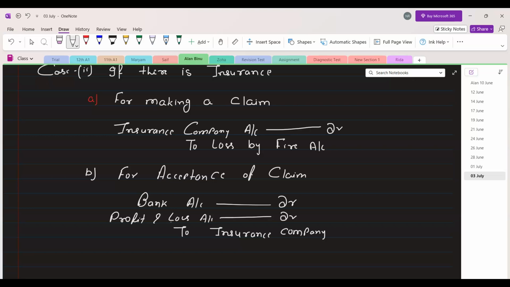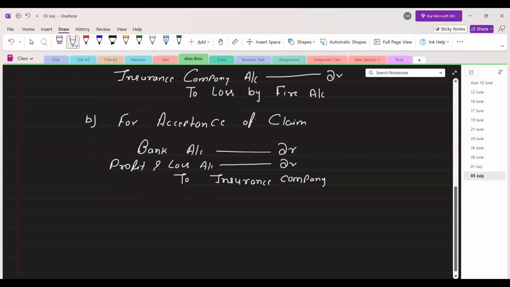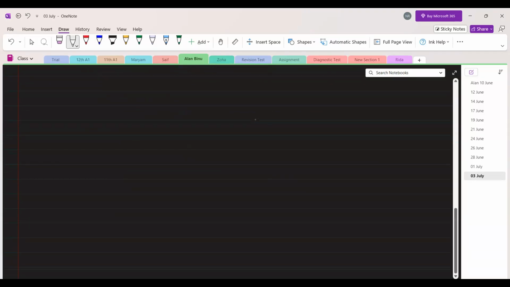So for making a claim means they'll pay only half, and for acceptance of claim means they'll pay the full amount? No, no. When I said they will accept only half, that is... just give me 1 minute. I will give you an example. You will understand.